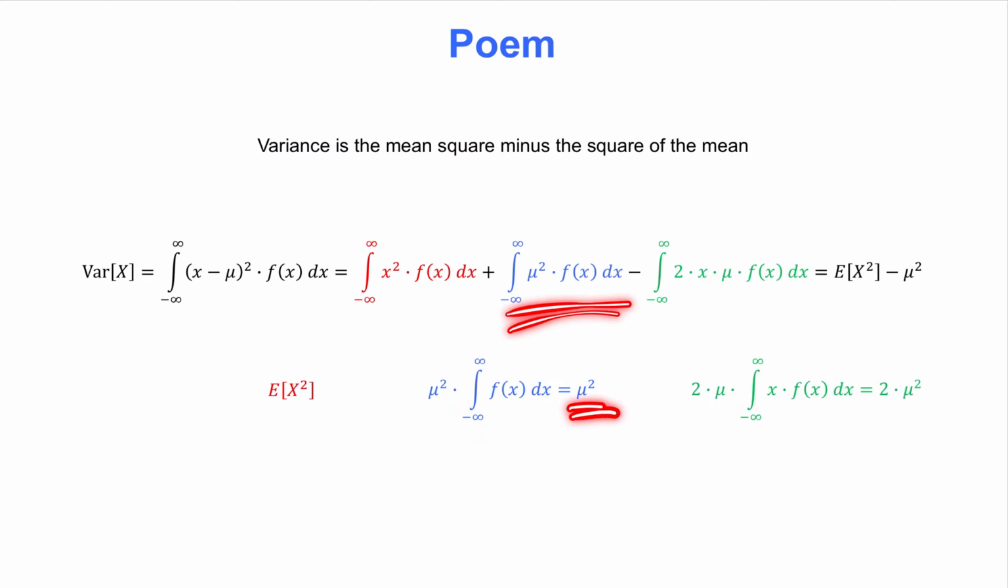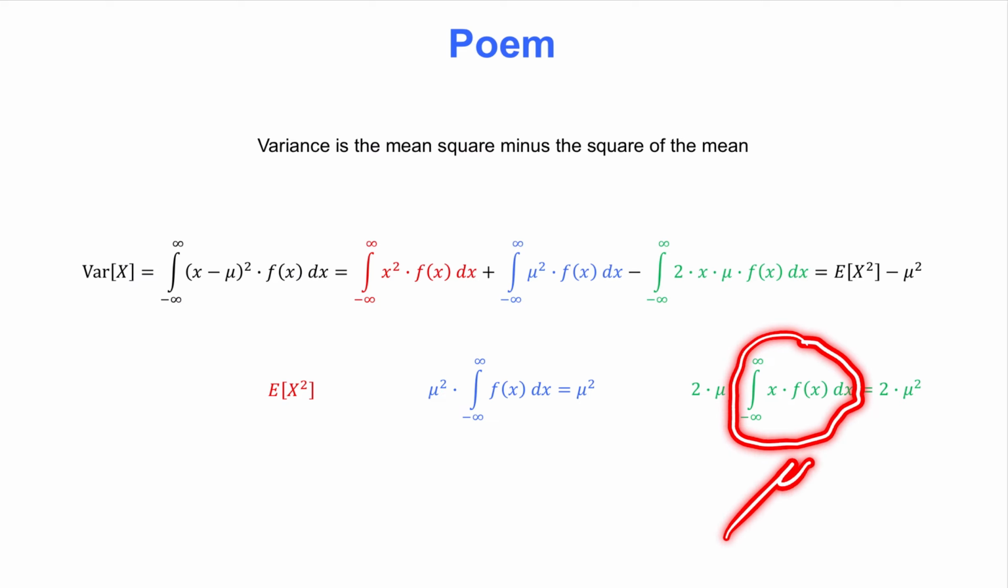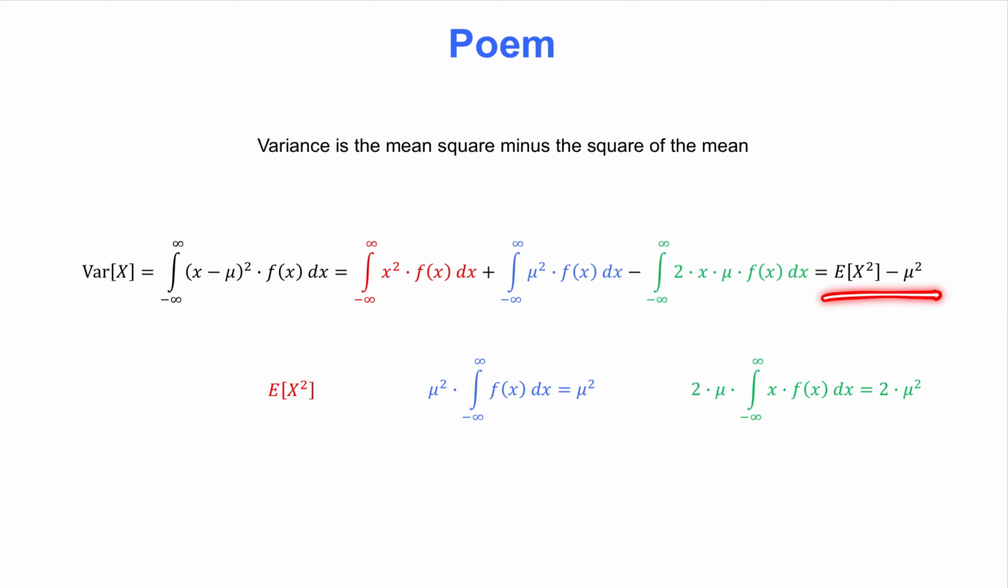the mean. Next, we pull the factor 2 and the mean outside the integral marked with green. What remains in the integrand is x times the PDF. That is the first moment of the distribution, namely the mean. By pulling everything together, we find that the variance of a random variable is equal to the mean square minus the square of the mean. One consequence of this is that the variance is equal to the mean square for a zero mean random variable.